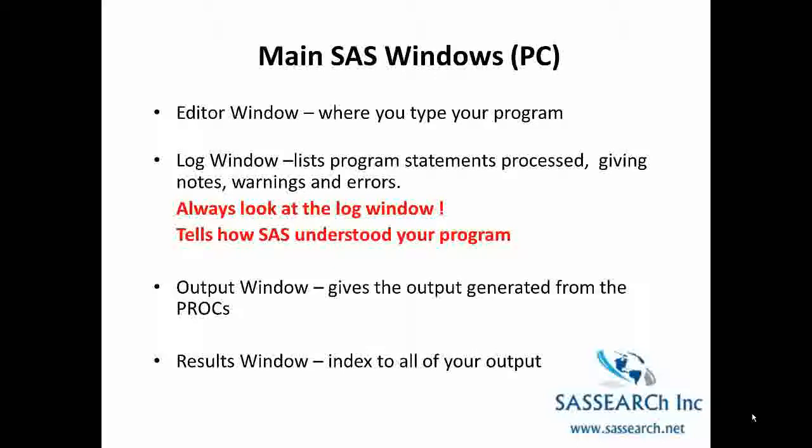The text in the Log window will list the statements processed, giving notes, warnings, and errors. The log contains information about how SAS understood your program. This is very important to look at. Every time you have a question, I will ask, what does your log say? The third window is the Output window. If all goes well, the Output window displays the results from running a program.